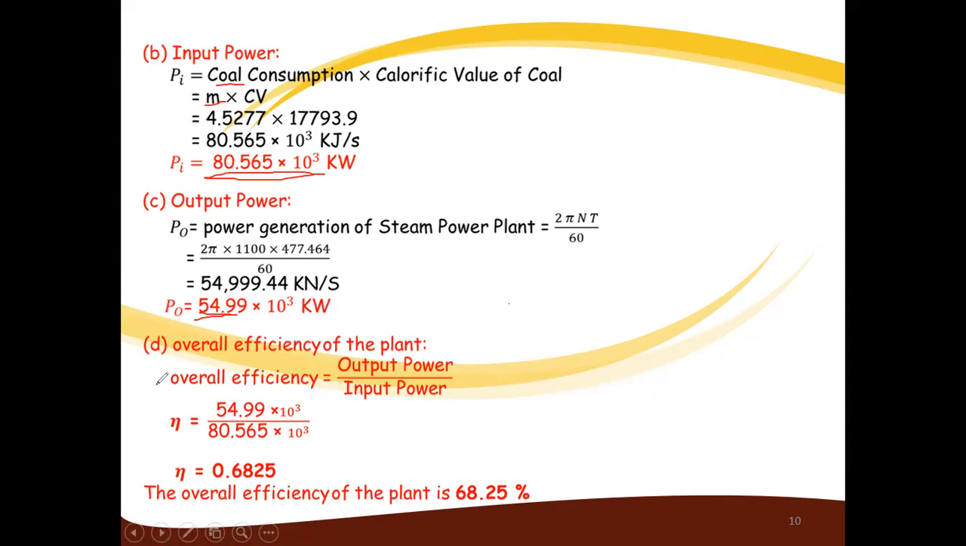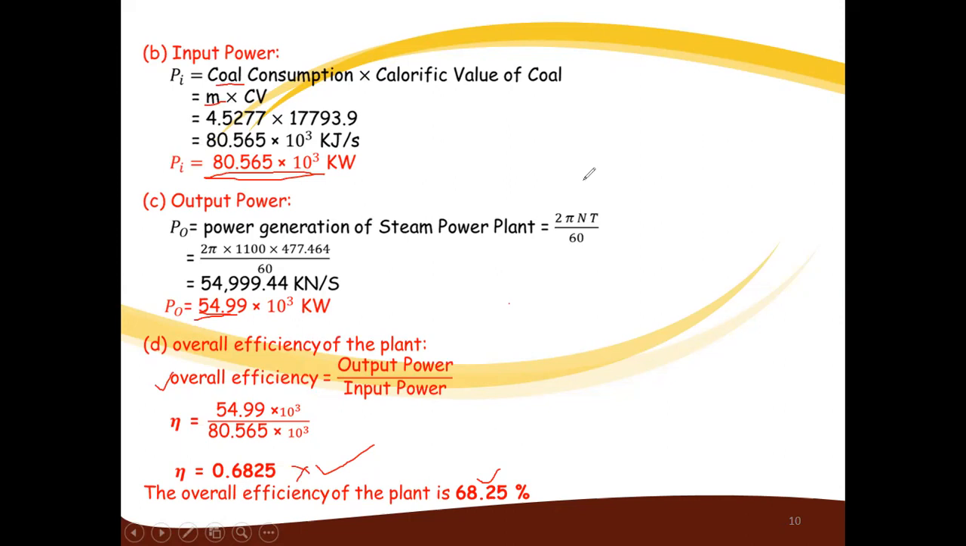So again, same formula, overall efficiency is equal to output power upon input power. So 54.99 into 10 raised to 3 divided by 80.565 into 10 raised to 3, we get efficiency equal to 0.6825. So if we convert it into a percentage, we have to multiply by 100. So we get overall efficiency as 68.25%.